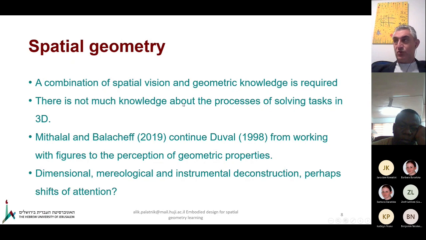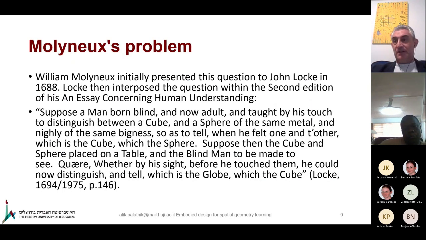Okay, I also want to show you a historical, maybe philosophical problem, which is called the Molyneux problem, also to set up the scene. William Molyneux initially presented this question to John Locke, the famous philosopher. Locke included this question in his famous book, An Essay Concerning Human Understanding. Actually, Molyneux asked a very simple question. If we have a blind man who learned about geometric bodies just by touch, and then somehow this man received his vision back, and then we show him or her these geometric bodies, not difficult ones, but a cube and a sphere from the same material.